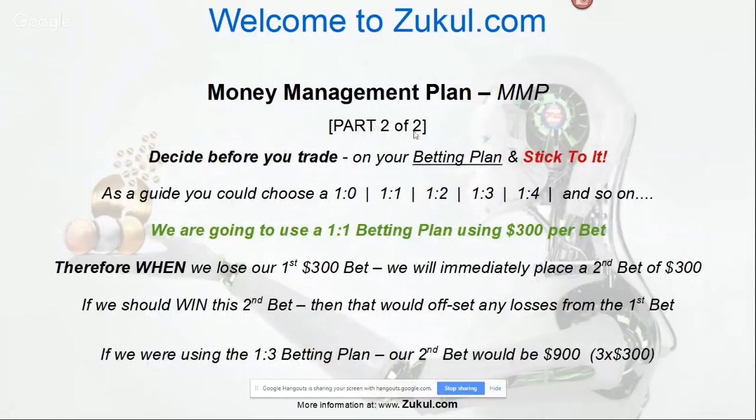Part two of the money plan is our betting plan. Okay. So we know how much we're going to bet. We need to now decide before we trade what our betting plan is, and then again we stick to it. Again, as a guide, we've got some numbers here and I'll explain what they are. So you've got 1, 0 here. That basically means that you're going to place one bet, and if it wins, great, but if it doesn't win, then nothing happens. You'll wait for a new signal, or you'll wait for a new event.